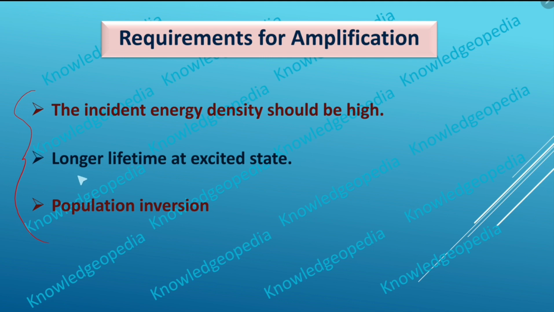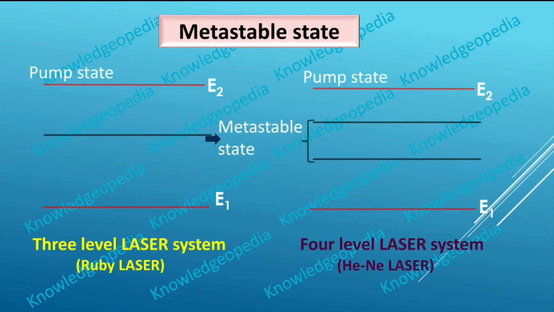But when a longer lifetime at the excited state comes into the picture, we need to have some metastable state, which we have already discussed in the previous video, right? So what is that metastable state? A metastable state is a state where the lifetime of the atoms is much larger as compared to the other excited states. In a three-level laser system, there is only one metastable state lying between the ground state and pump state. Further, in a four-level laser system, there are two metastable states between the ground state and pump state.